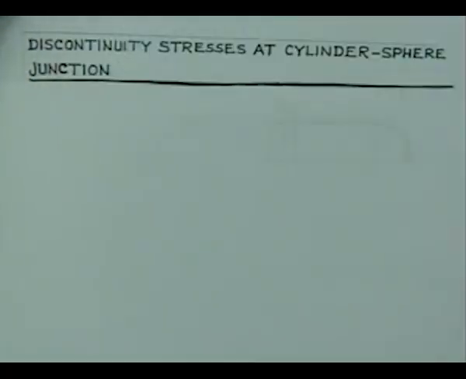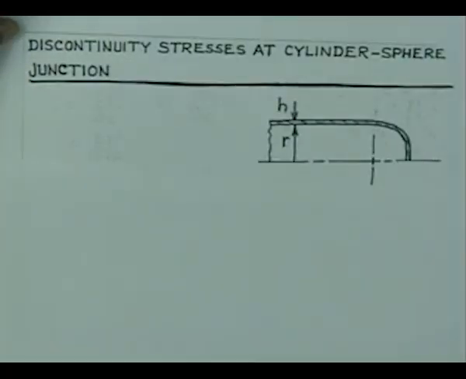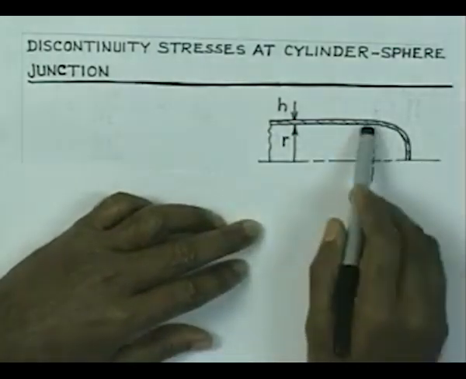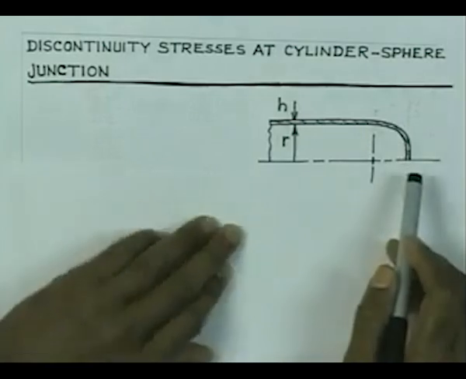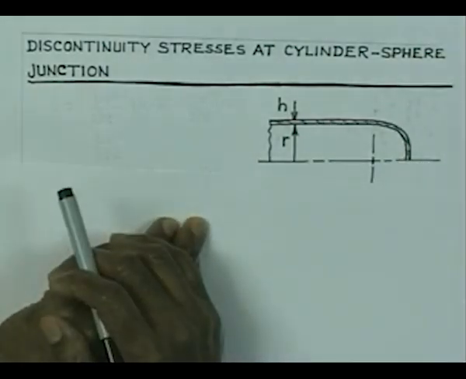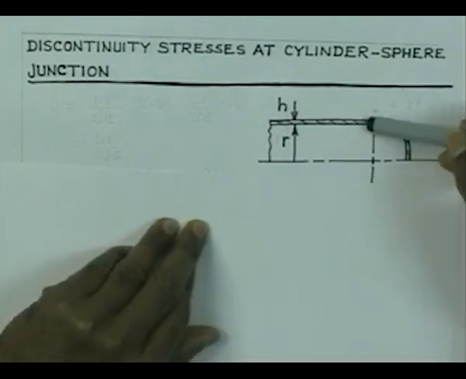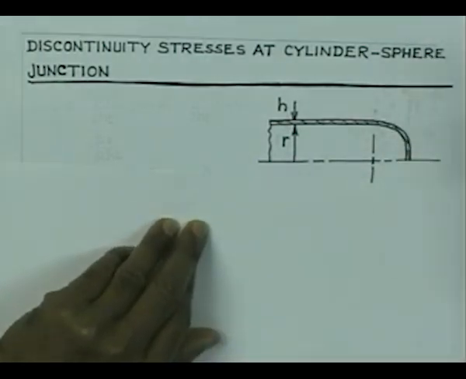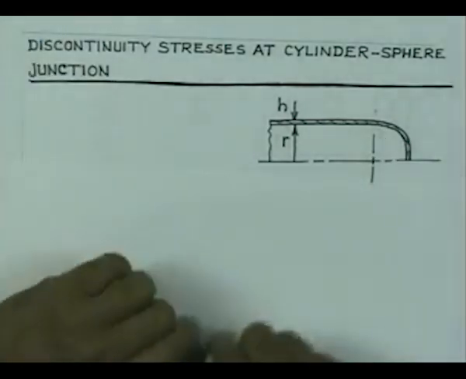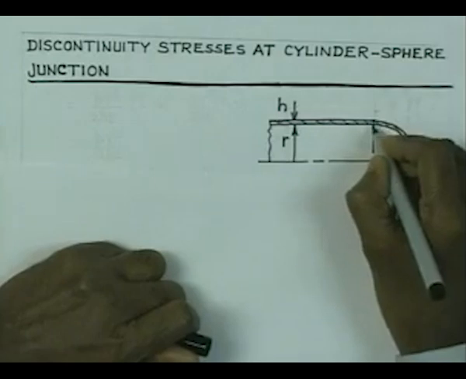Now, we would like to consider another example which is also very important from the point of view of applications: discontinuity stresses at the cylinder sphere junction. You can have a vessel like this, a cylindrical vessel with a spherical head, and this spherical head connected to a cylindrical shell is going to give rise to mismatch in the radial expansion, and hence local stresses will develop. So, we will try to again see how we can estimate the forces that develop at the junction of the head with the cylinder.